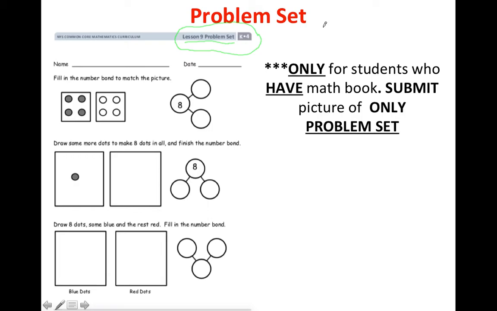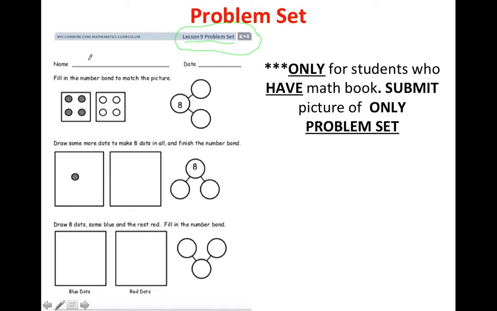You are not submitting the homework page. You are not submitting the application problem or the warm-up. Just remember, you are just submitting Lesson 9 problem set. We are going to do one together. If you do not have the math book, I have a different slide for the students who have not picked up the math book. The alternative work, you're supposed to do it either in a loose leaf or a notebook or the number bond chart, and just take a picture of that and send it to your respective teachers.